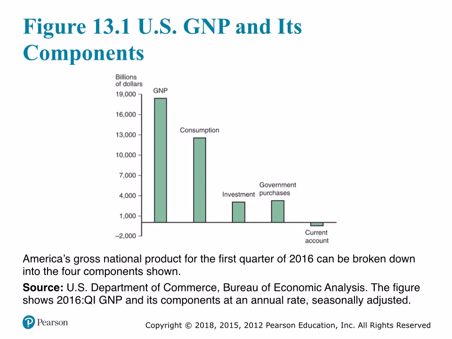The reason why the US current account balance is always negative is because our imports are always larger than our exports. So look at figure 13.1, which shows the US GDP and its components: consumption, investment, government purchases, and the current account balance. You see the current account balance is most of the time negative, a minus number, because our imports are larger than our exports. This is also mainly because we find the current account according to the formula of exports minus imports.